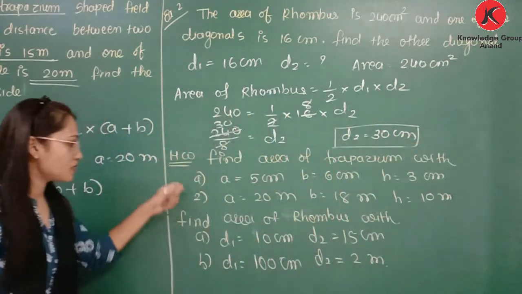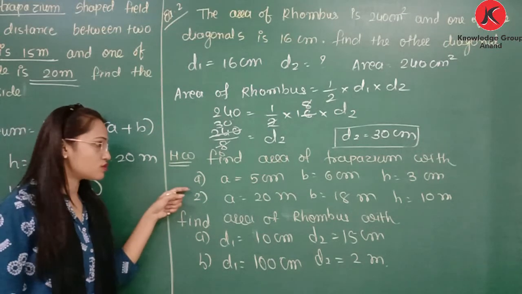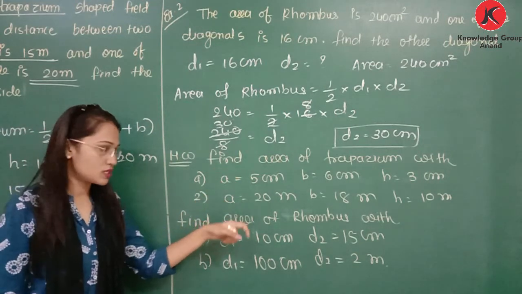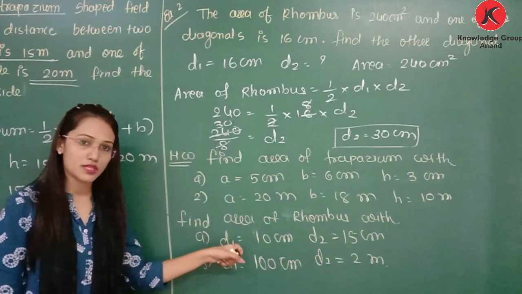Clear? Here some examples are given. So you need to use the equation for the area of a trapezium. Write the values and find the area. Same for the rhombus, where the diagonals are given and find the area.